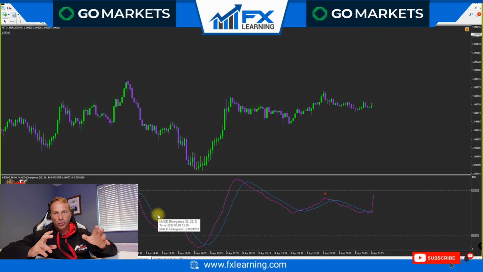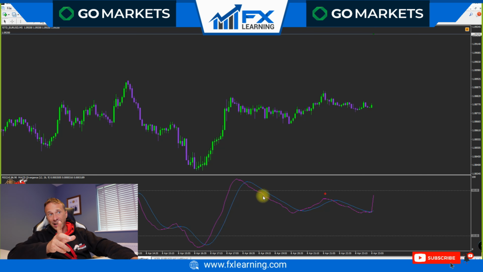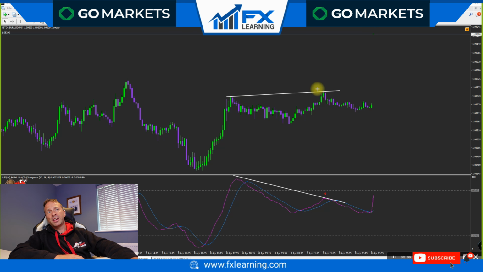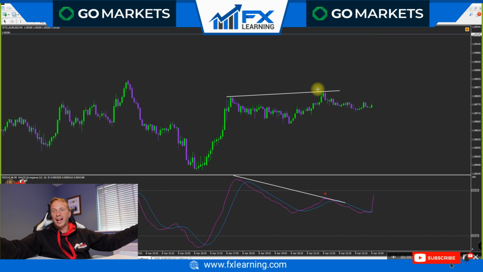Again, it is measuring price. Normally you'll have histograms on the MACD. I've turned mine off and I just have the MACD lines. But the good advantage to me is I have these arrows here. These arrows tell me when divergence is happening. To give you an example, I've got an arrow just here. See the divergence? The indicator is creating lower highs, but if we look at price action, it is creating higher highs. So there you go, okay?